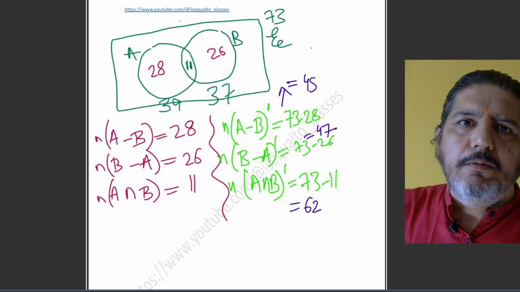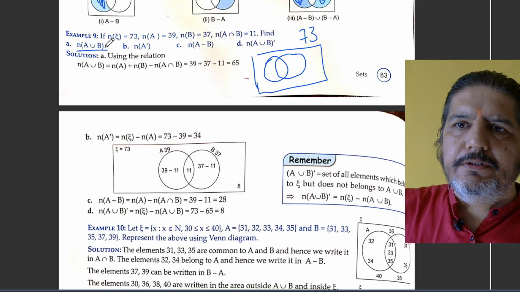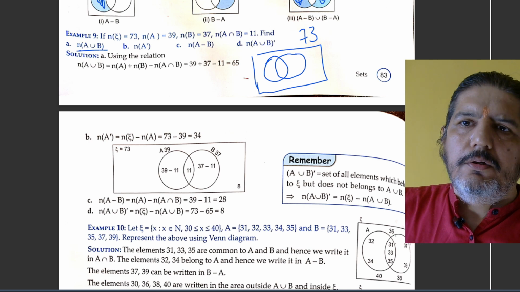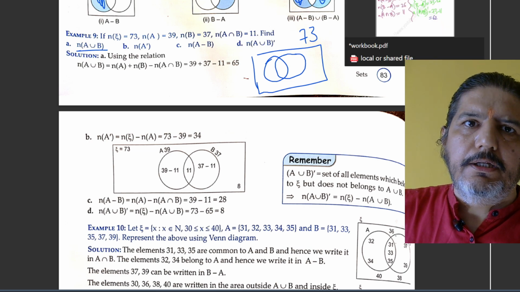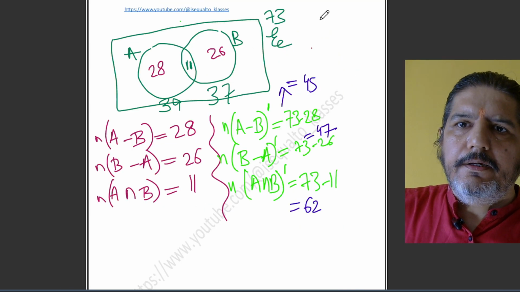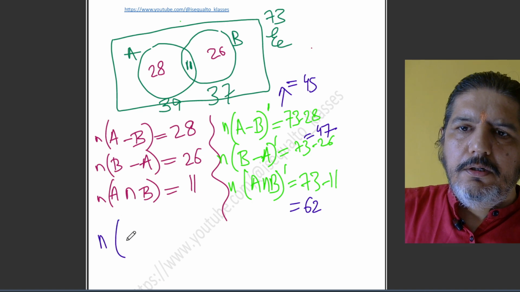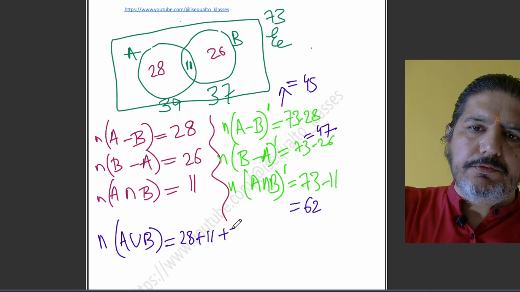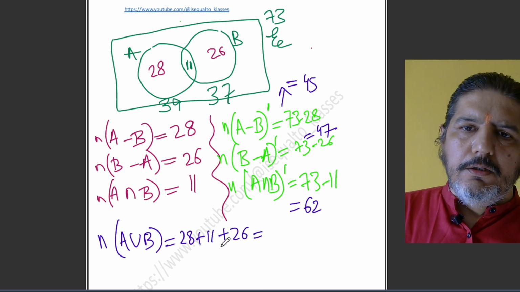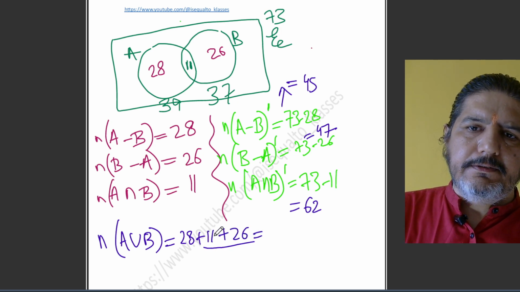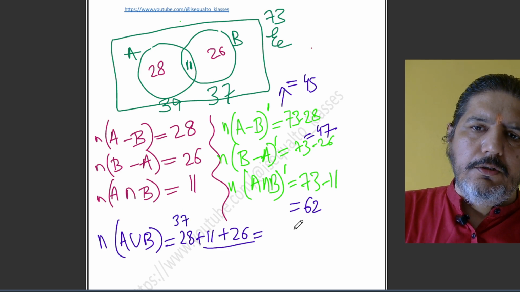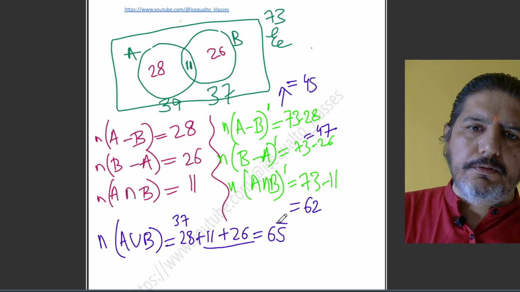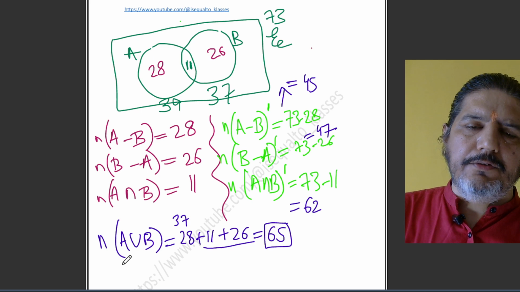Let us see what is being actually asked in the question. So they are asking you about the number of elements in A union B. Let us find A union B. So A union B would be 28 plus 11 plus 26. So this would be 65. So A union B is 65.